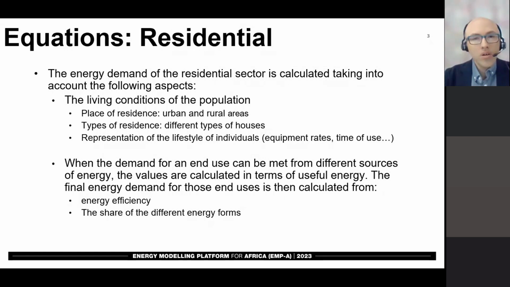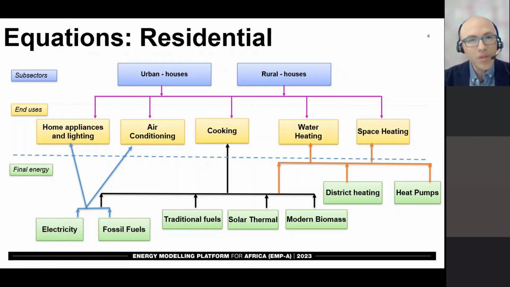So in MAED, there is a typical structure that is defined, and for the residential sector, the predefined subsectors are urban houses and rural houses, and there are 5 main uses of energy: home appliances and lighting, air conditioning, cooking, water heating, and space heating.